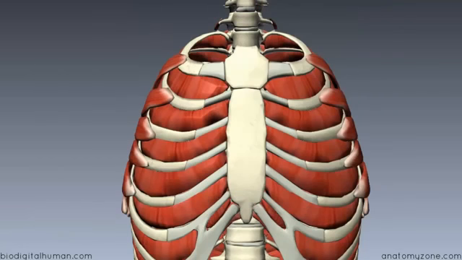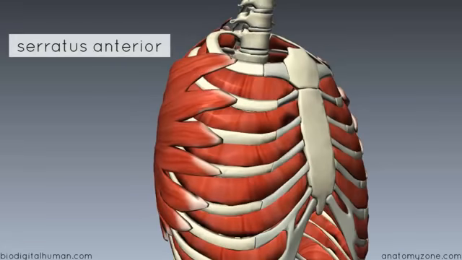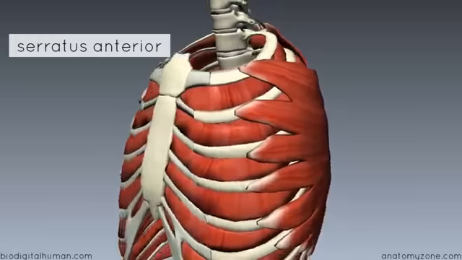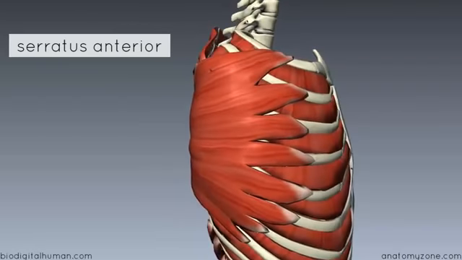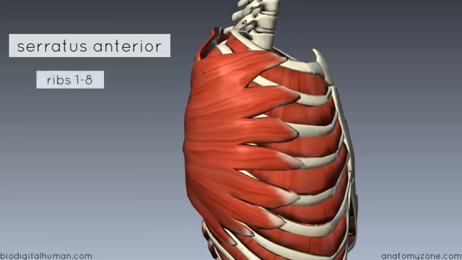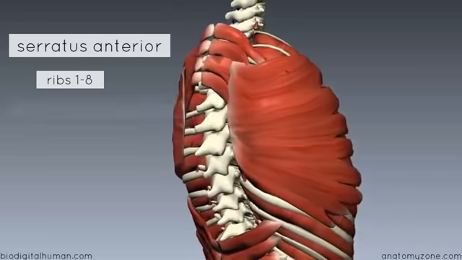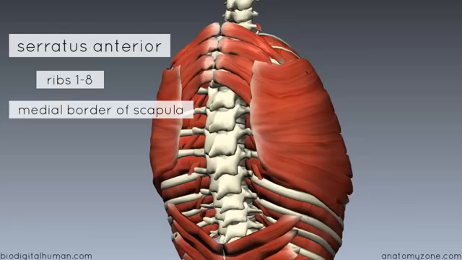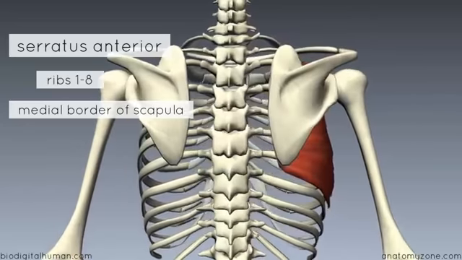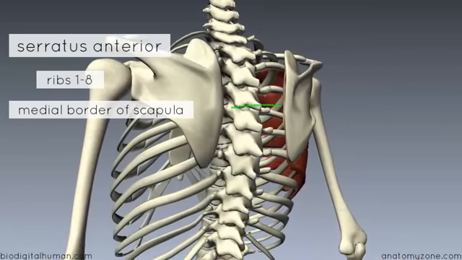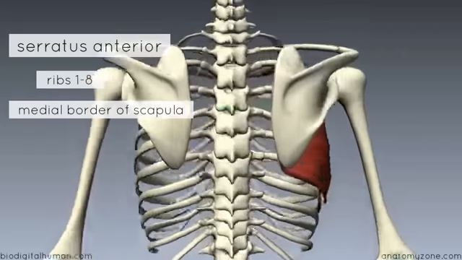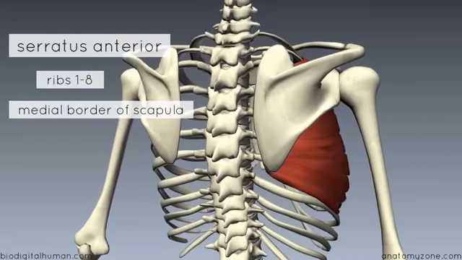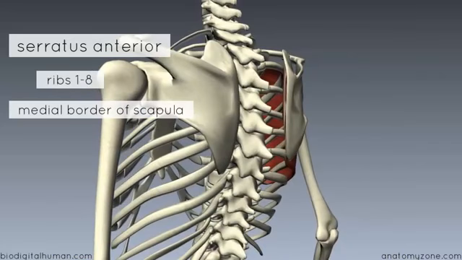Coming back round to the front, you can see the serratus anterior muscle here on either side, and this muscle originates on the upper ribs. So it originates from the first 8 to 9 ribs, and it inserts on the medial border of the scapula, on the costal surface medially on the scapula. I've just isolated this muscle on the skeleton here, and you can see the medial border of the scapula here, and the costal surface of the scapula is the anterior surface of the scapula, which lies close to the rib cage. So the serratus anterior inserts on the medial side of the scapula on its costal surface.